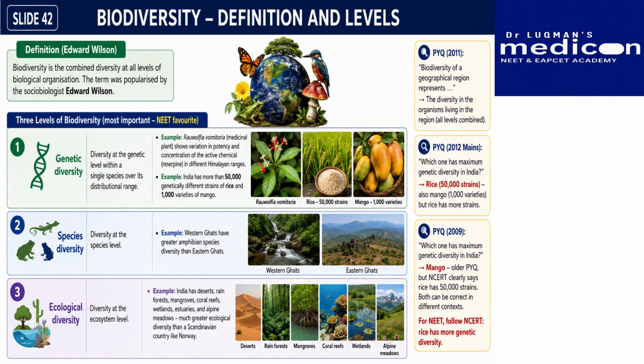Species diversity, diversity at the species level. Example, Western Ghats have greater amphibian species diversity than the Eastern Ghats. Ecological diversity, diversity at the ecosystem level. Example, India has deserts, rainforests, mangroves, coral reefs, wetlands, estuaries, and alpine meadows, much greater ecological diversity than a Scandinavian country like Norway. So there is diversity in the ecosystems also in India.